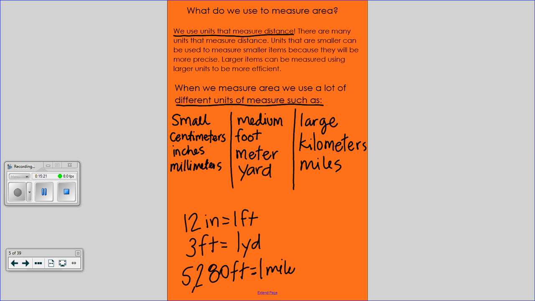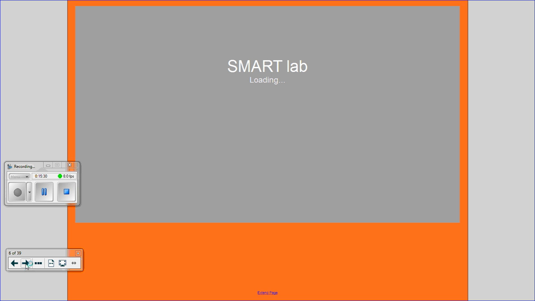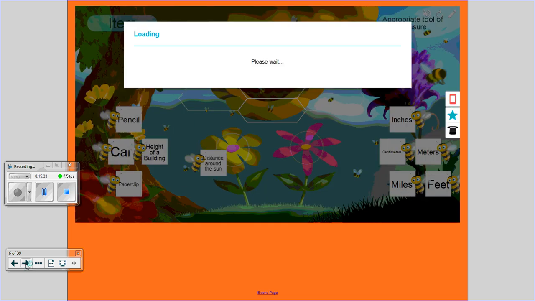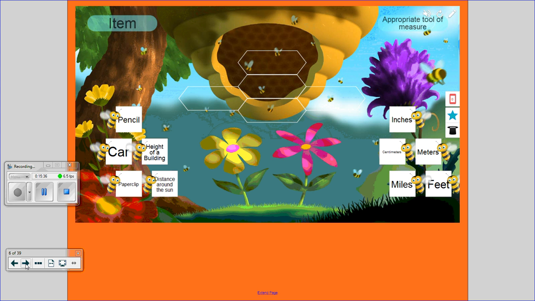Are we good? Yeah. All right, once you have this down, I want you to come down to my carpet, please. All right, so what we're going to do is a sort, and we're going to match an item with the appropriate unit to use to measure. The items that we have are on the left. So we have a pencil, a car, the height of a building, a paper clip, and the distance around the sun. Scoot up. You go way too far back. You should not be behind table 3. I've said this 100 zillion times.